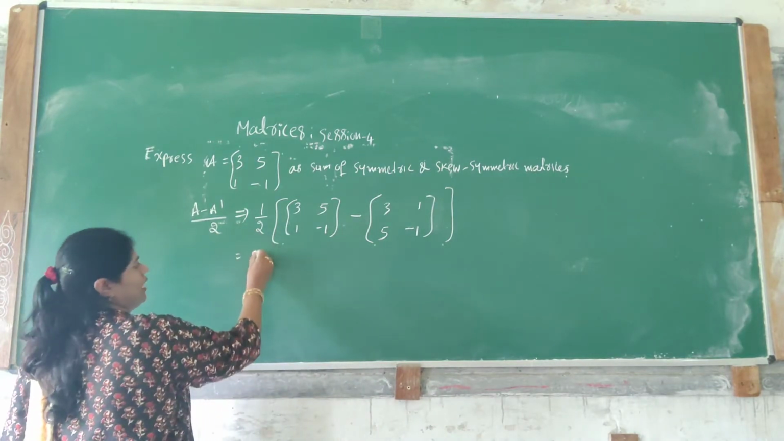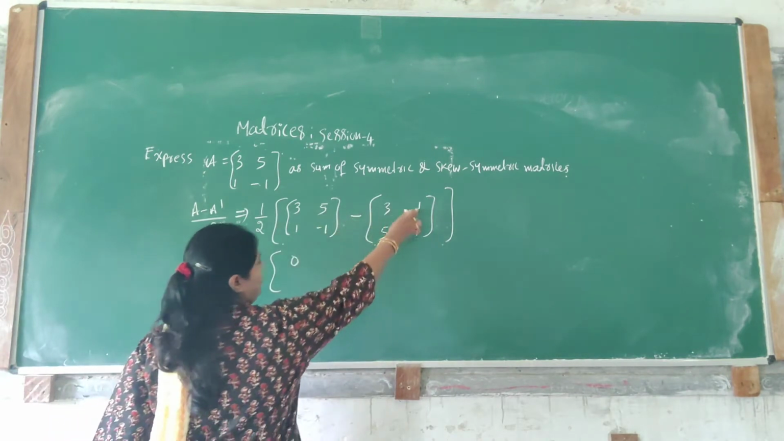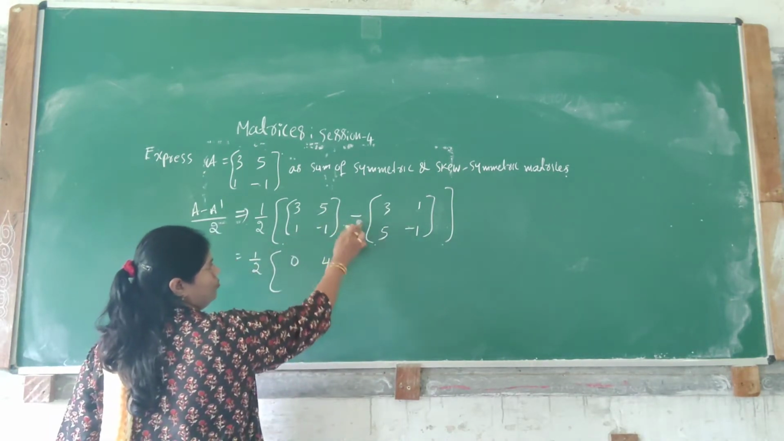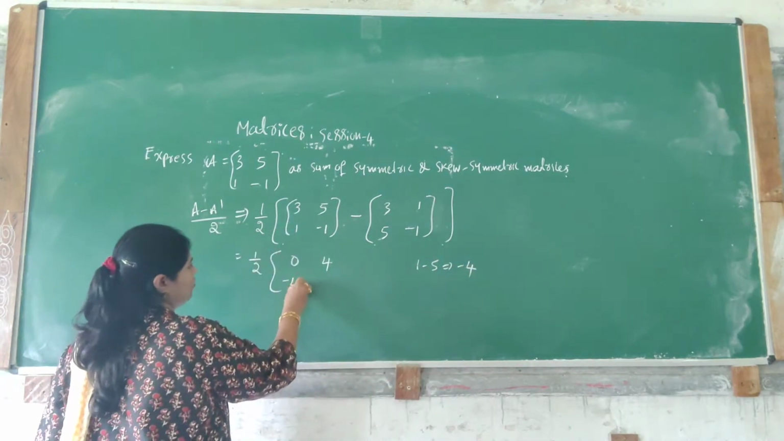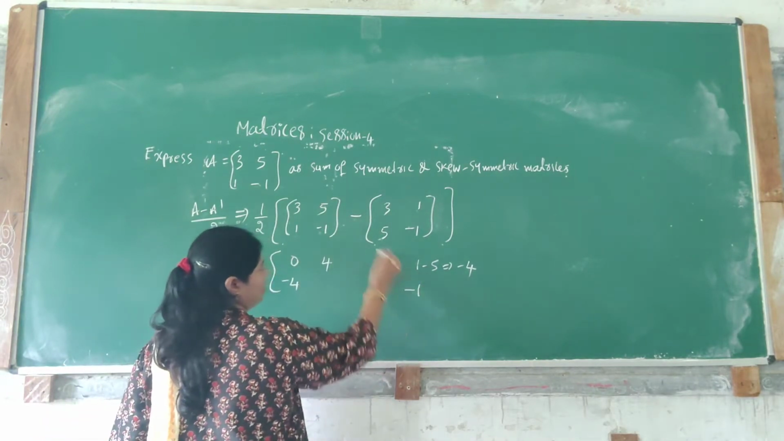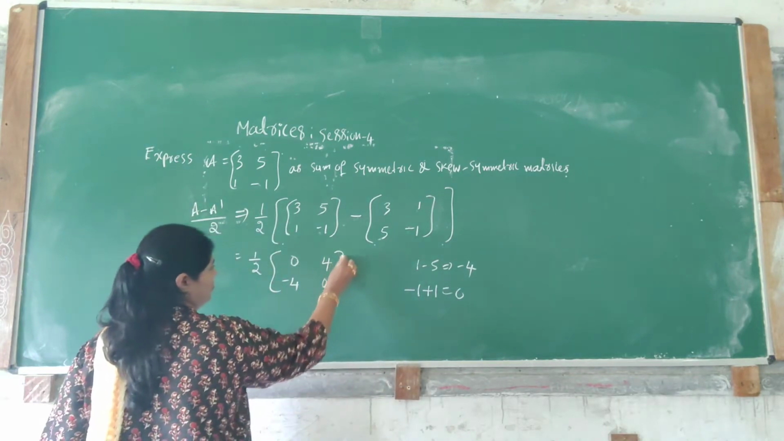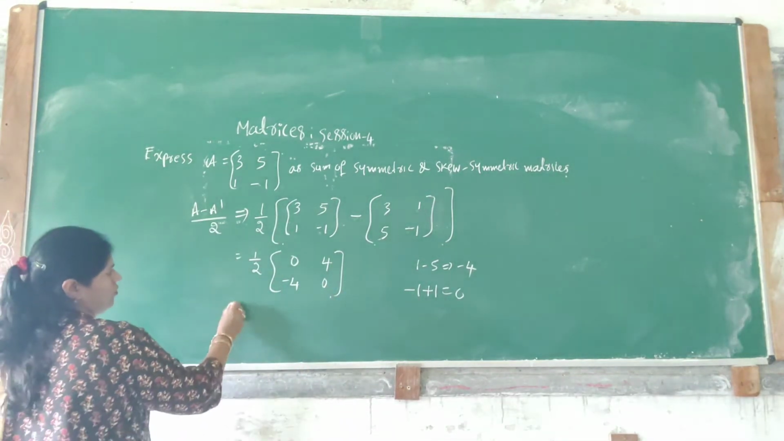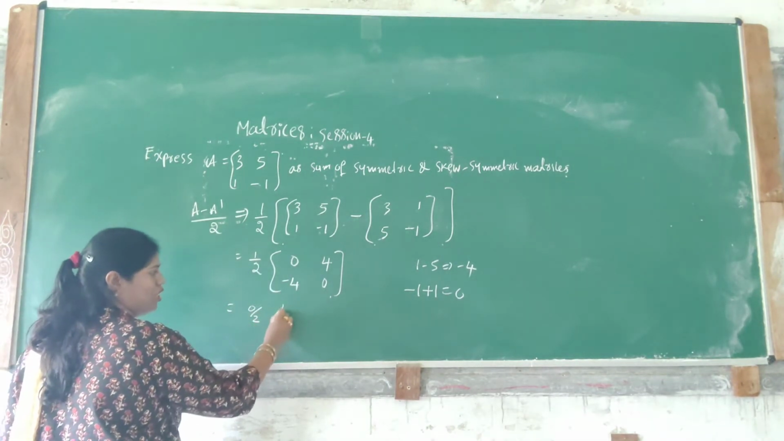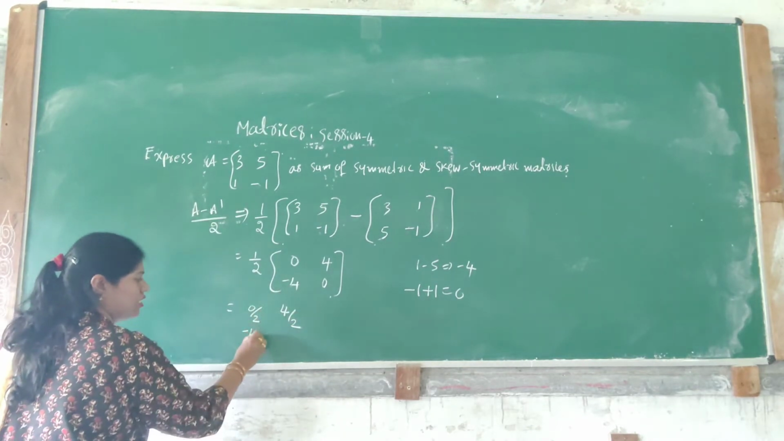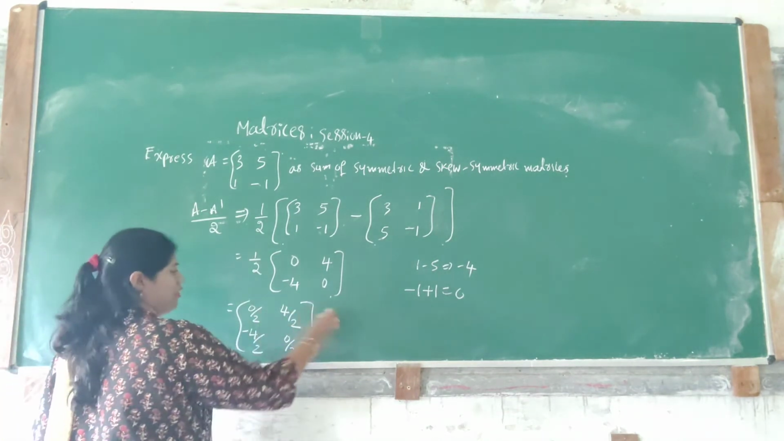I am doing it directly, this one. So 3 minus 3, 0. 5 minus 1, how much? 4. 1 minus 5 is equal to minus 4. Minus 1 minus minus 1, minus into minus is plus, 1, which equals 0. Is it right? So it will be like this: 0 by 2, which equals 0 only, 4 by 2, minus 4 by 2, 0 by 2. We have to write it like this, otherwise 0 by 2 is 0.